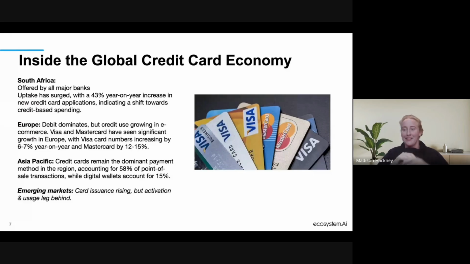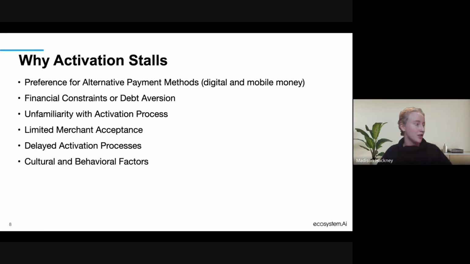Now turning to a closing interesting fact, looking at emerging markets. Card issuance is rising, more people are signing up for cards, but activation and usage are lagging behind. That is why we are here today, to present how to activate credit cards. Activation is the problem for banks. So looking at why activation stalls.